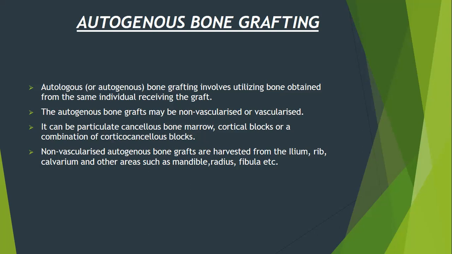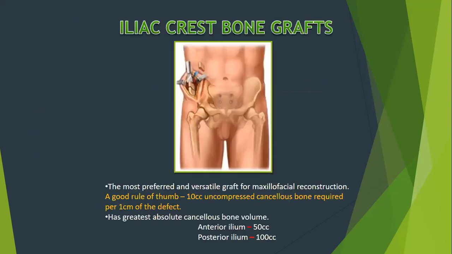Non-vascularized autogenous bone grafts are harvested from the ilium, rib, calvarium, or other areas such as mandible, radius, and fibula, etc. Iliac crest bone graft figures are shown. It is the most preferred and versatile graft for maxillofacial reconstruction. A good rule of thumb: 10 cc uncompressed cancellous bone is required for 1 cm of the defect. It has the greatest absolute cancellous bone volume. Anterior ilium contains 50 cc and posterior ilium 100 cc.